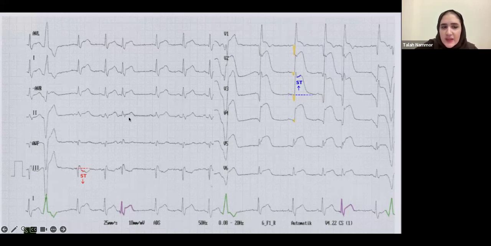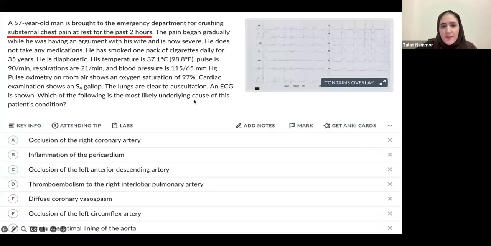But I'm telling you, in the exam, they're going to show you a photo where the ST elevation is going to be really clear. You're not going to mistake it. So we know he's going through an MI, because if you're saying pericarditis, his temperature is low for pericarditis. And it was sudden. So we think of an MI.